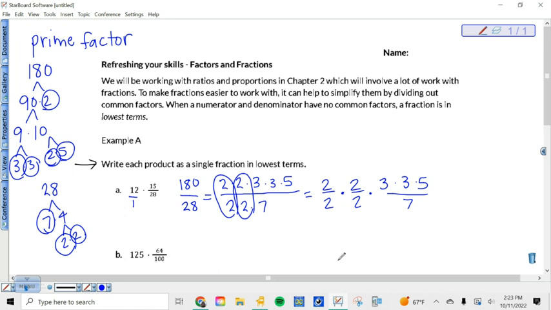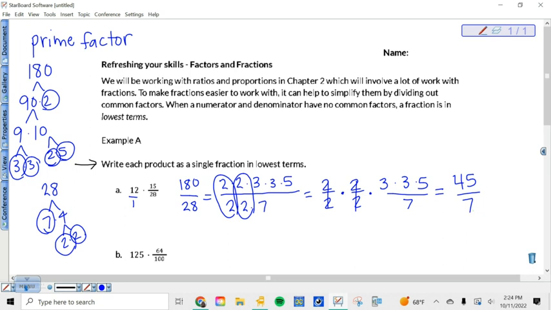So what is 2 divided by 2? 1. Same with this one, right? So those, we say they cancel out, but really what's happening is they're being divided. So then what's left? 3 times 3 times 5 over 7. Perfect. What's 3 times 3 times 5? Good, 45 over 7.